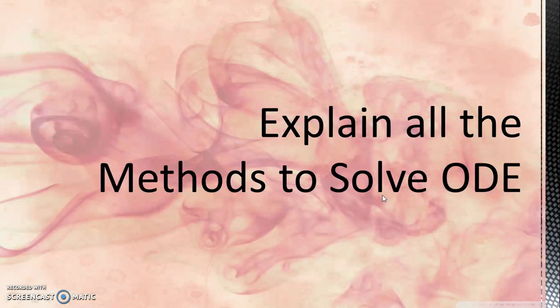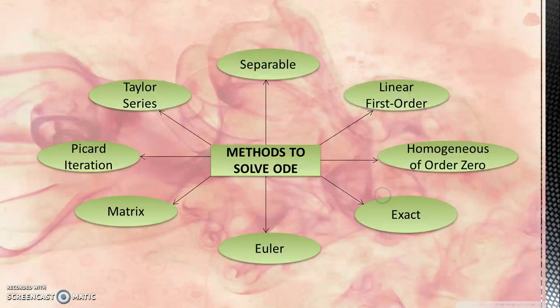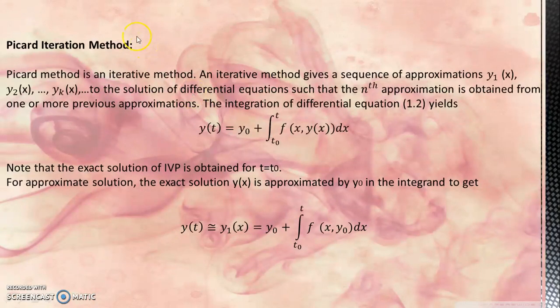Explain all the methods to solve ODE. The methods to solve ODE, there are a few. To name a few: separable, linear first order, homogeneous of order 0, exact, Euler, matrix, Picard iteration, and Taylor series. As for us, we are going to show you two methods, which are the Picard iteration method and Taylor series.